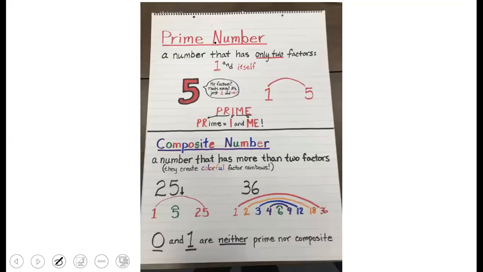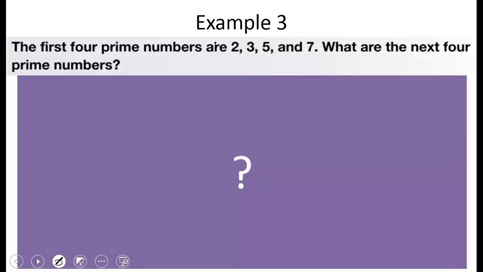So we'll put up this anchor chart just to help you remember how we find prime numbers, a number that only has 2 factors, one and itself. Here's another example. The first 4 prime numbers are 2, 3, 5, and 7.